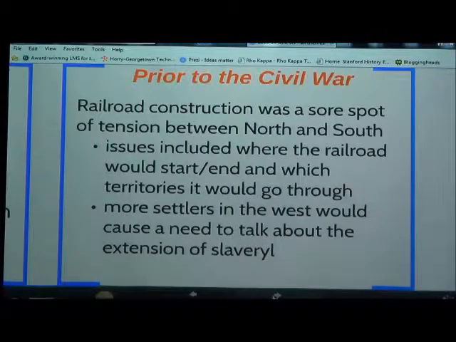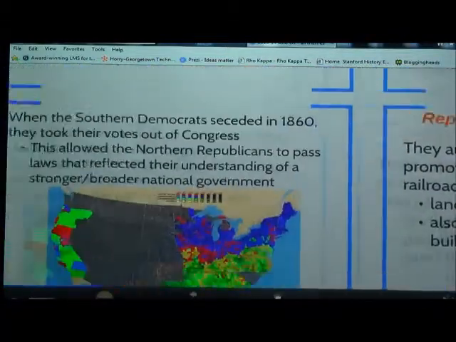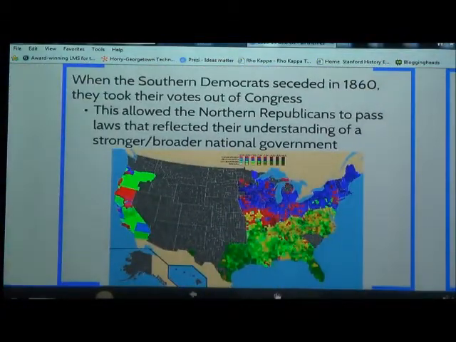These are all issues, and remember, I apologize for the typo, more settlers in the West would cause a need for more talk about the extension of slavery, whether or not a section would become slave-based or free soil, and where the line started and ended would often indicate whether that territory is going to be free soil or slave-based.